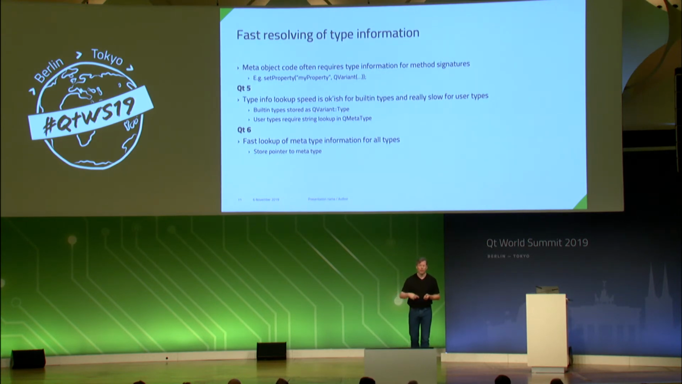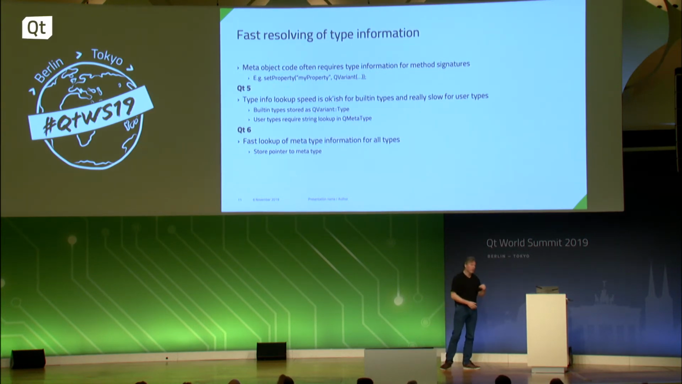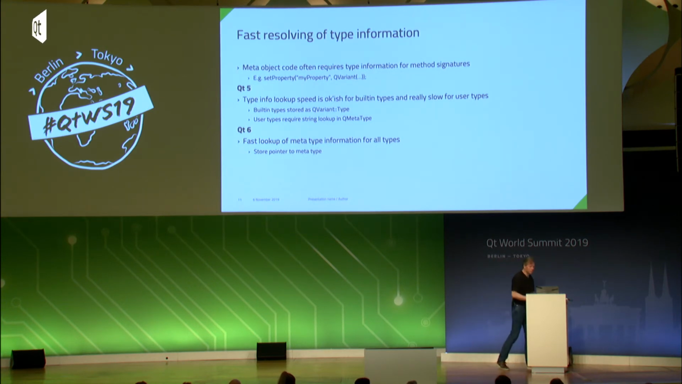But for user-defined types, we don't know those at compile time. Moc doesn't know them. So we store a string representation, the type name. And then we look those up at runtime and try to find the corresponding meta type information for that one. In Qt 6, if the meta type is actually a pointer to a type data structure, we can store that pointer directly, and with that, speed that up significantly. So those are some of the changes in the meta type and meta object system.